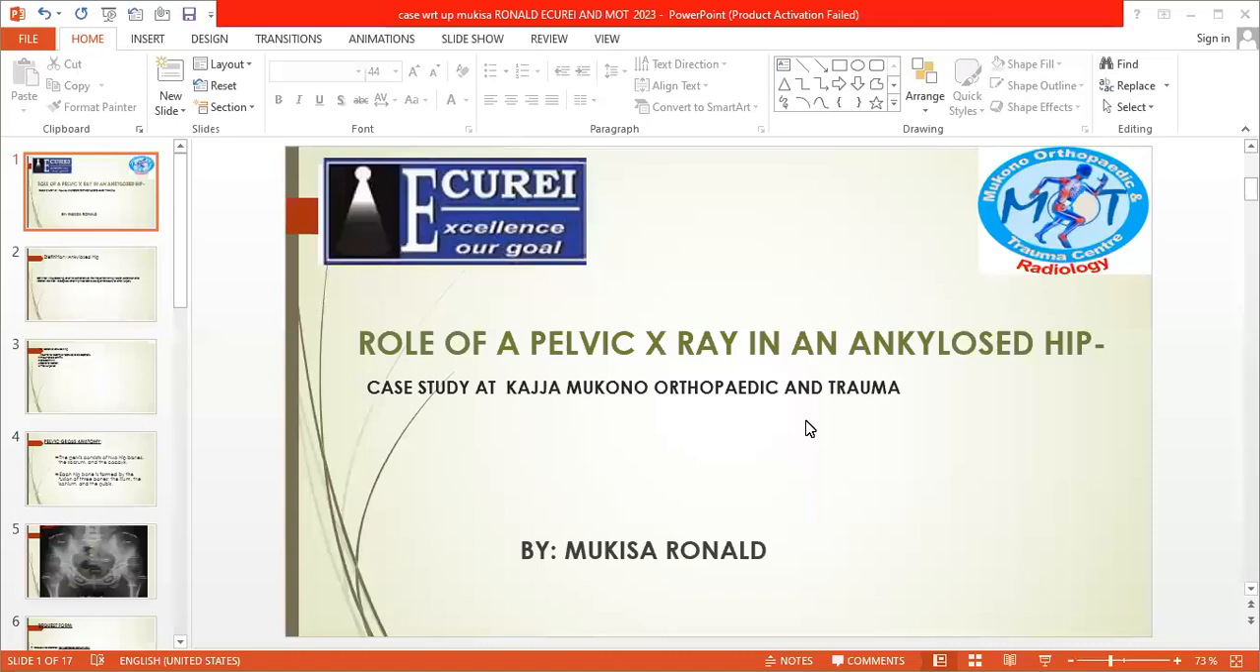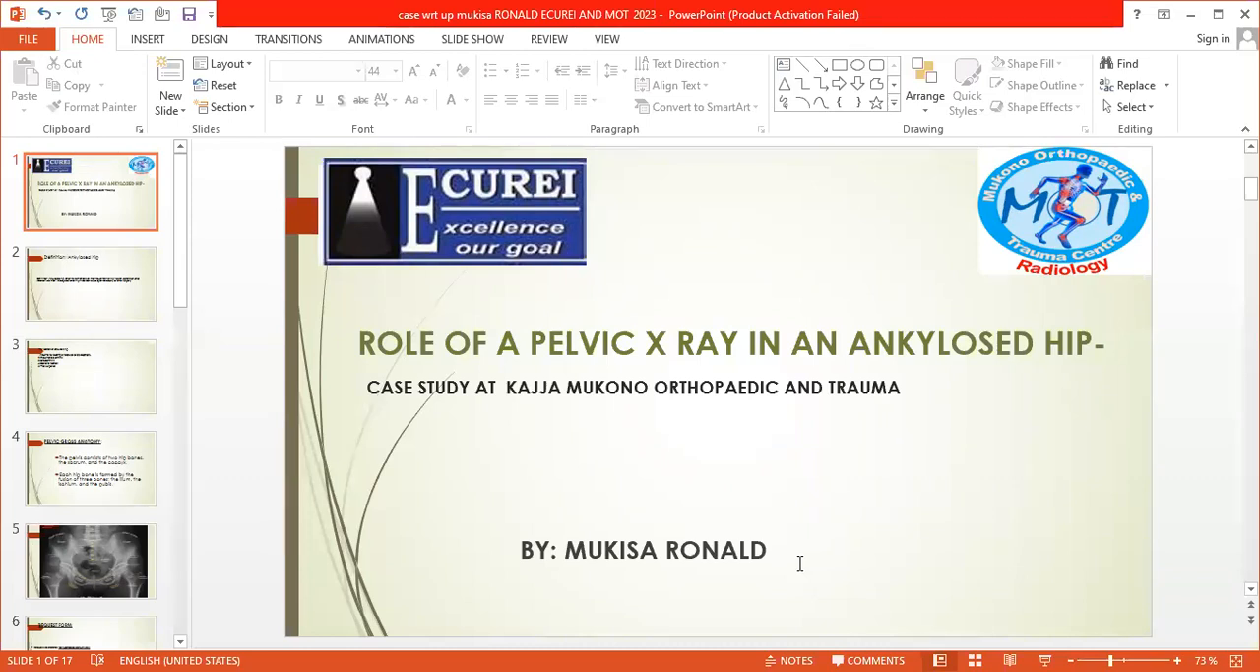Today, our main goal is to have a learning experience together. That's why we came up with this presentation. This case study was done at Mukono Orthopedic and Trauma Center, and the technique was got from Acure, the leading radiology school in Uganda. We came up with a case of the role of a pelvic X-ray in an ankylosed hip.